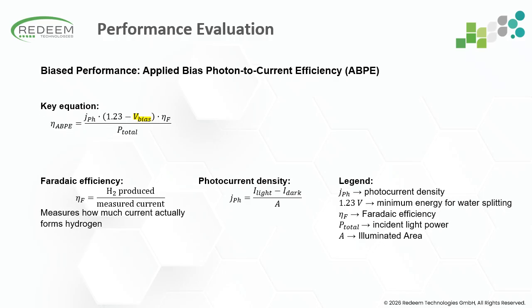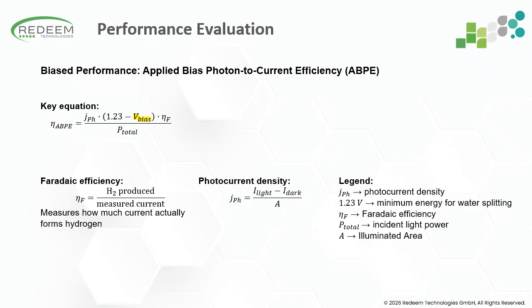And if we have to apply an external bias, we usually evaluate the system using the so-called applied bias photon to current efficiency, or ABPE. The idea is very similar to the STH efficiency, but now we also take the applied voltage into account. Since part of the energy comes from an external power source, the efficiency has to reflect that.